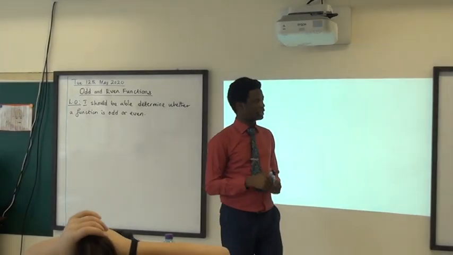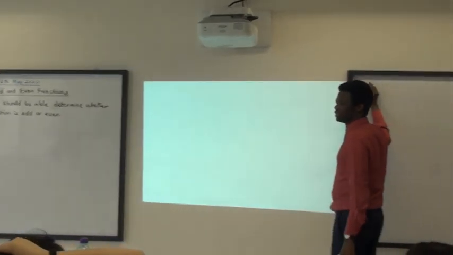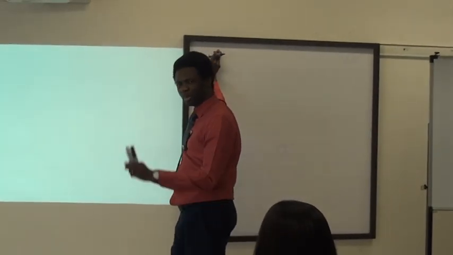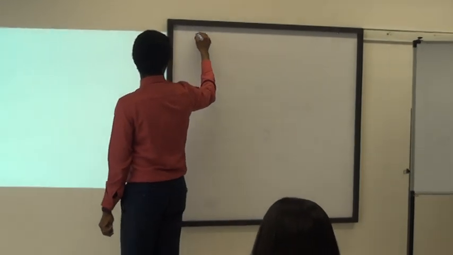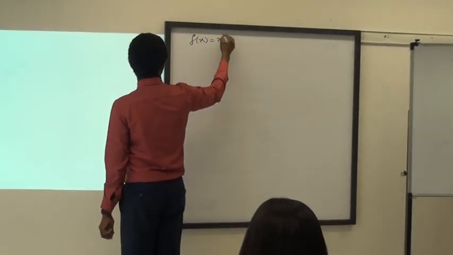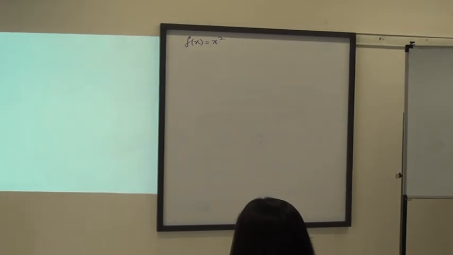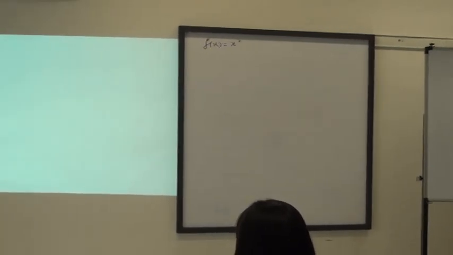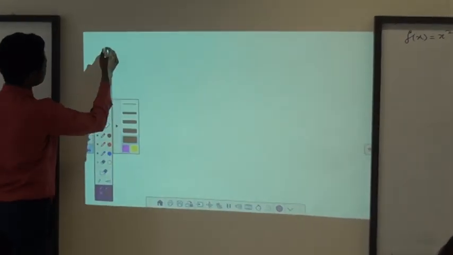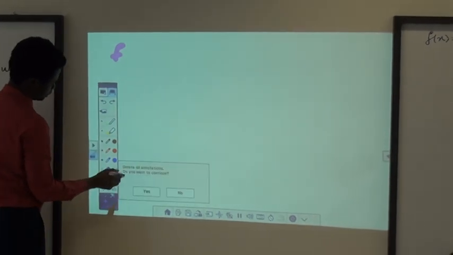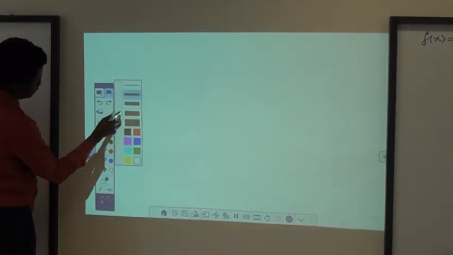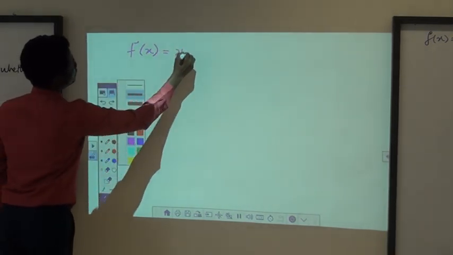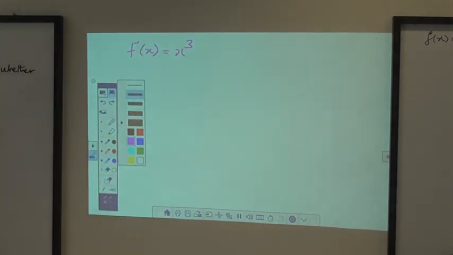I give you a function. Check this out. Let's look at functions with even power, just a monomial function, like this: f of x equals x squared. Alright? On this side, let's look at a function with an odd power. This is cube, that's odd, right?